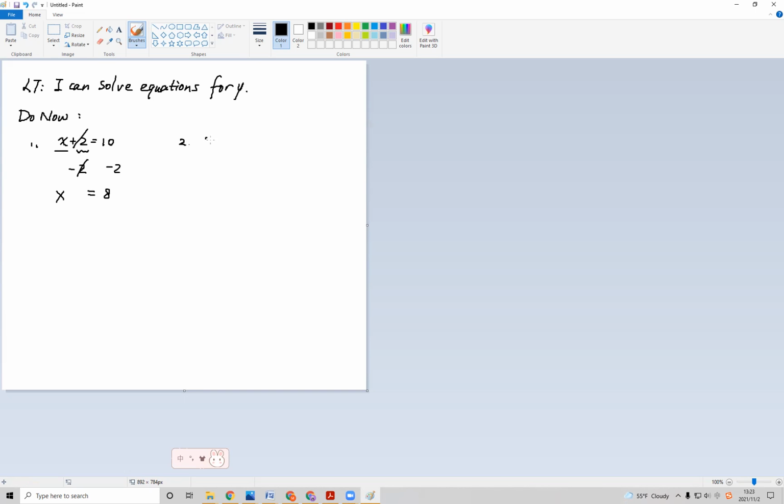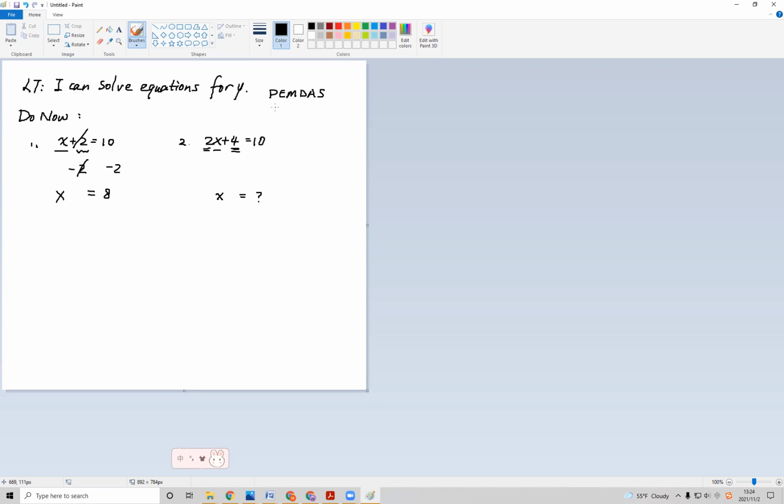Quickly, I give you another one. 2x plus 4 equals 10. Now, this example 2 is a 2-step equation. Example 1 is a 1-step equation, but same idea. You want to solve the equation for x, so you have to leave x alone. In order to leave x by itself, you have to get rid of the 4 and the 2 in the front. But which one goes first? PEMDAS.